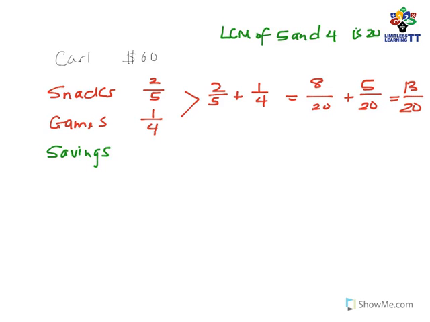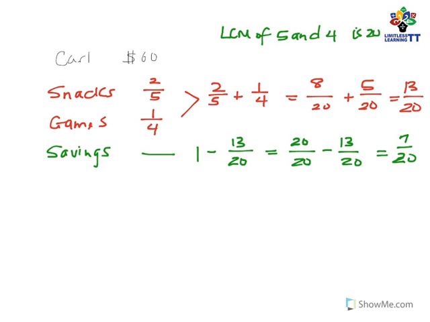So the remainder, which was spent on savings, is going to be 1 minus 13 over 20. And so when we change 1 to something over 20, it's going to be 20 over 20 represents 1 minus 13 over 20, and that leaves us with 7 over 20. So the first part, which is what fraction was saved, would be 7 over 20, right? Because remember, when we add up everything, we're supposed to get 1, right? This is when we're talking about fractions.